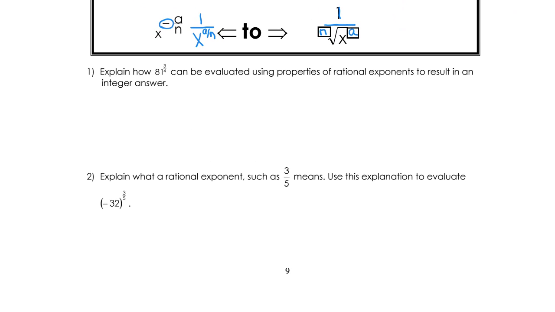These are some exam questions that we've seen before. Not you, but we have as math teachers. They've been on past exams. And number one says, explain how 81 to the 3/4 can be evaluated using properties of rational exponents to result in an integer answer. An integer is a positive or negative whole number.